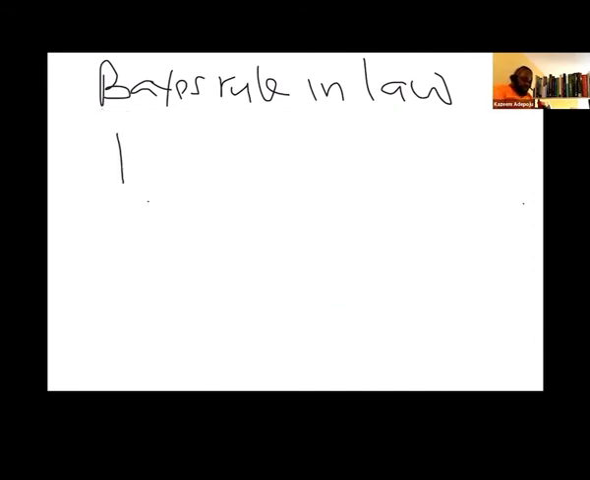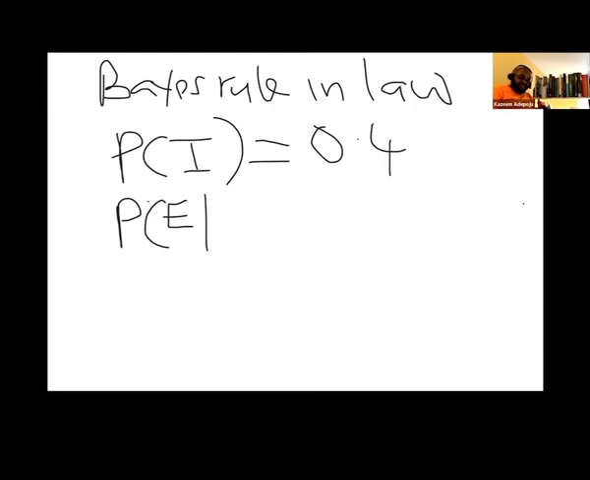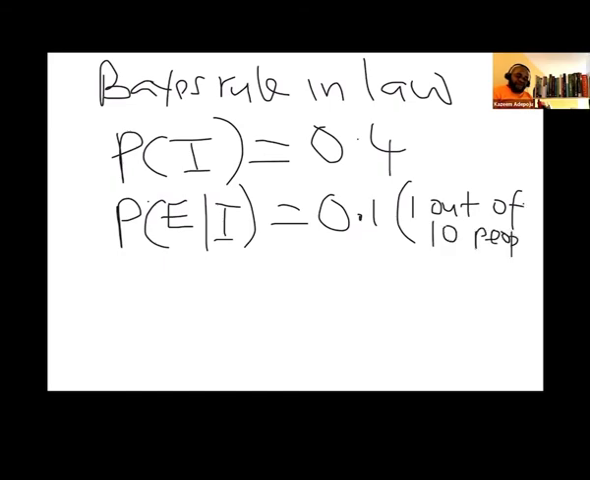The probability that this guy is innocent, maybe it is 0.4. I'm just assuming. How did they get 0.4? Maybe from past record. Now the probability after seeing the evidence, the probability that the accused person is innocent, let's say it is 0.1. Why 0.1? Maybe after forensic analysis, they realize that 1 out of every 10 people has a blood type that matches the one at the crime scene.